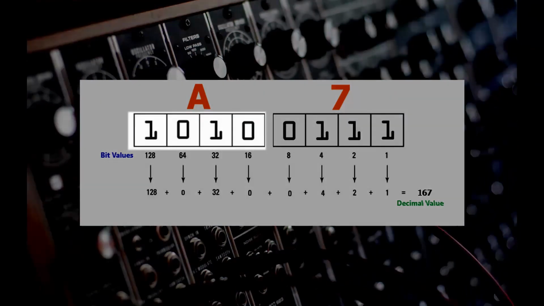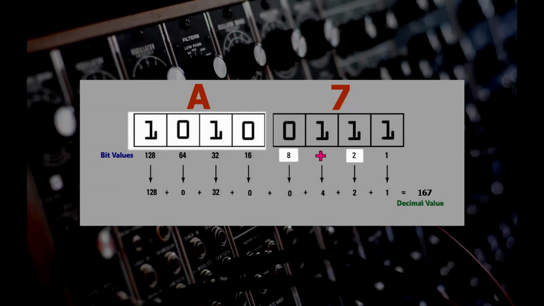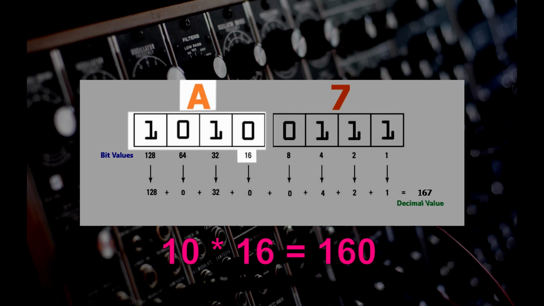The most significant nibble, which is a 16s group of bits, is 1010. If we treat this like the previous group of bits, we would add up the set bits, which are decimal values 8 plus 2 equals 10. The hex value of decimal 10 is A. And since this A is in the 16s groups of bits, we would multiply 10 times 16 equals 160. So the most significant nibble equals 160 in decimal.